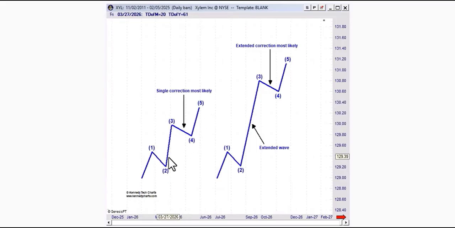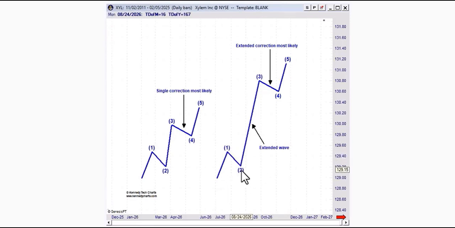Now the proportion I would tend to see in this example to the left is that wave 3 would most likely equal a 1.618 multiple of its corresponding wave 1. If that's the kind of Fibonacci proportion you're experiencing in a standard impulsive wave development, then I would most likely say you're going to encounter a single corrective pattern. So in other words, this 4 is most likely just going to be a simple zigzag, a simple flat, or a simple contracting triangle.